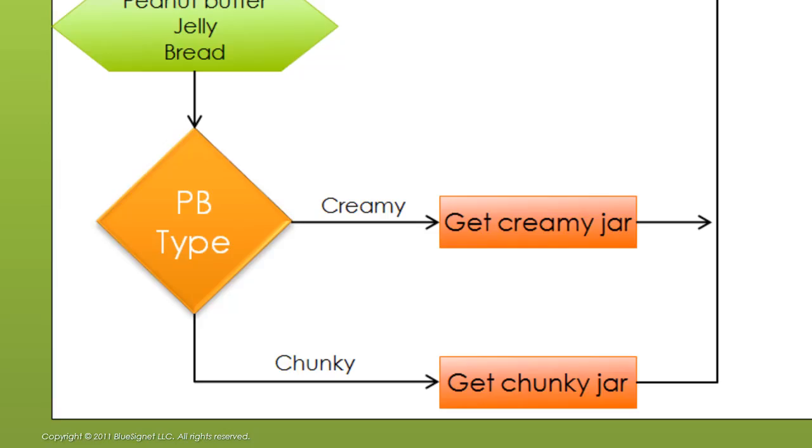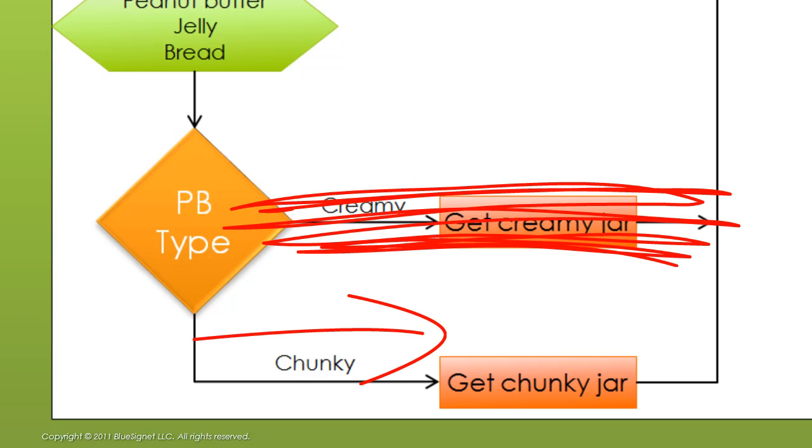Let's say we decide we want a chunky peanut butter sandwich, which is the best peanut butter sandwich ever. Creamy sandwiches are better. Chunky sandwiches are for dumb people that have beards like you. So we get the chunky jar, the jar with the chunky peanut butter, or the creamy jar.